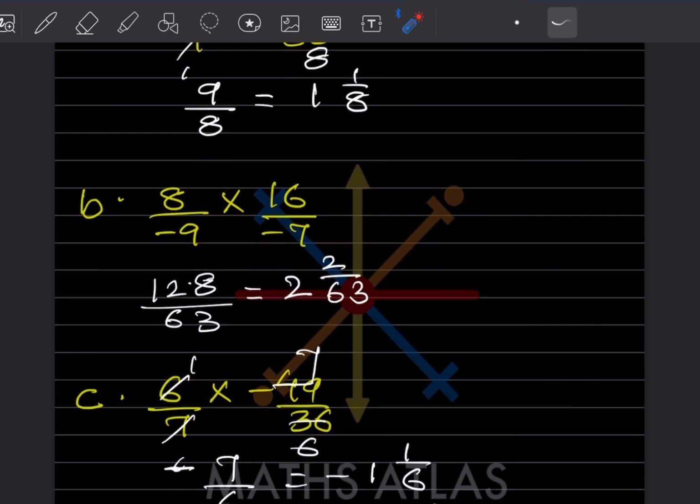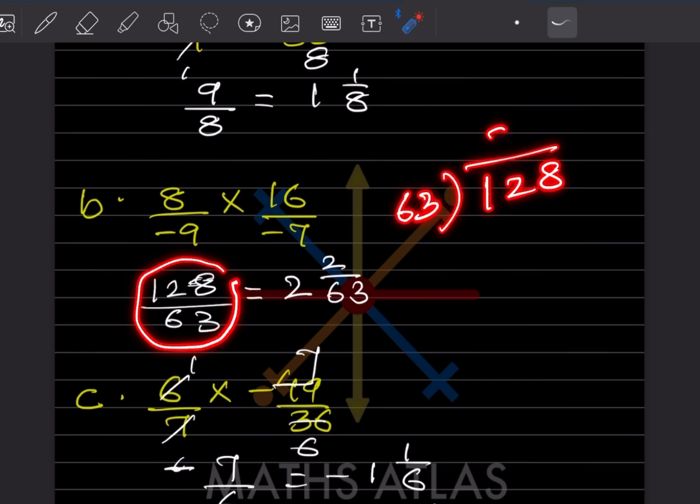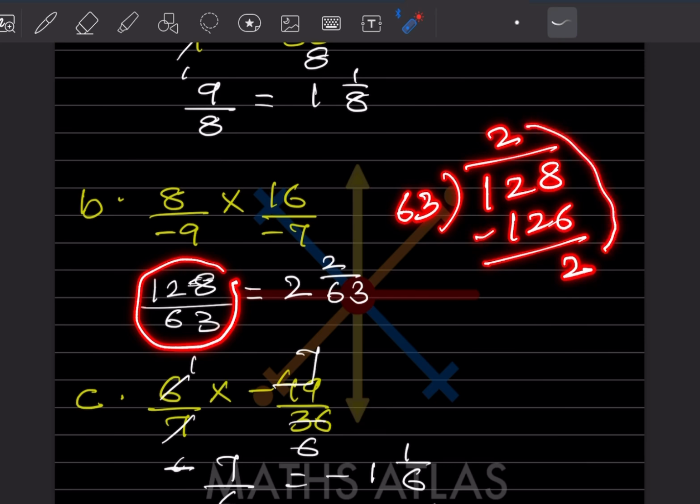Now here we cannot simplify this directly. So what will you do here? Directly what will you write? 16 8s are 128. So this divided by this one, minus and minus becomes plus. 9 7s are 63. So now again this is improper. So what will you do? 128 divided by 63. So 63 twos are 126, and the remainder is 2. So you will go this way again. That is 2 integers 2 by 63.